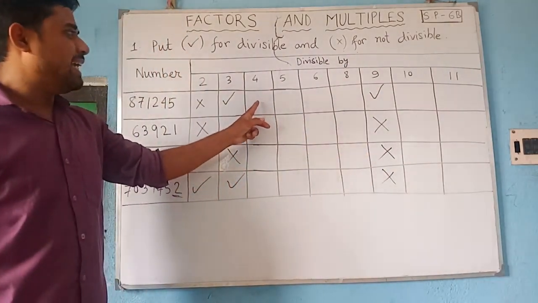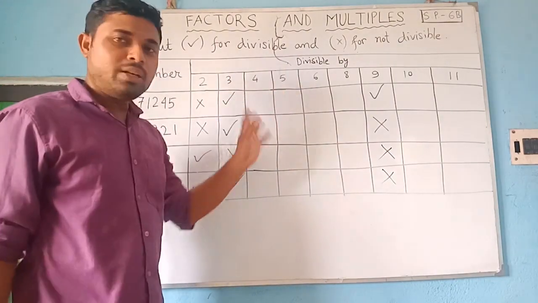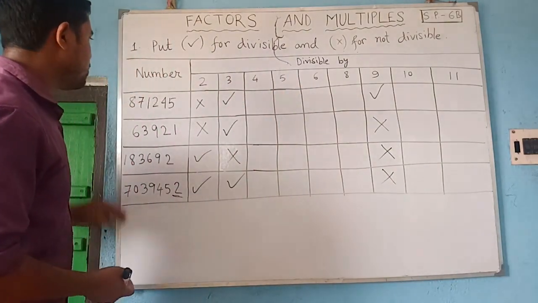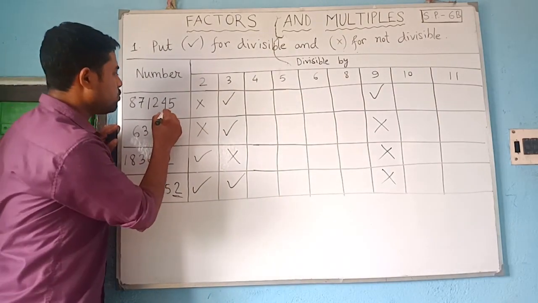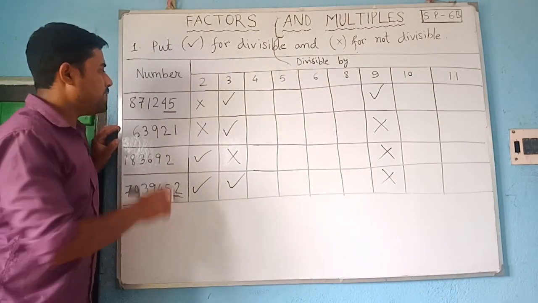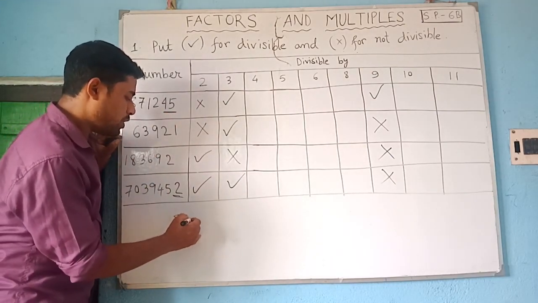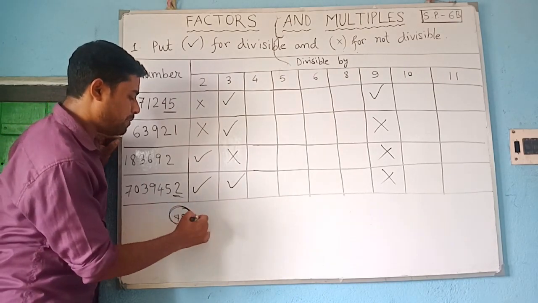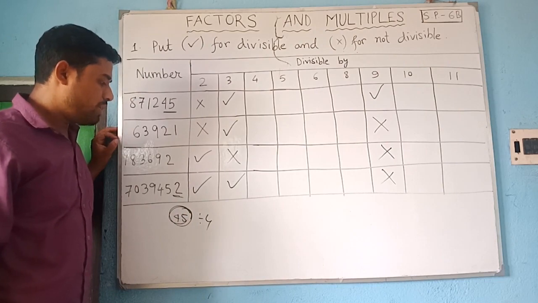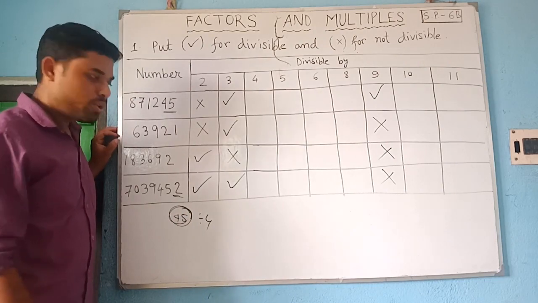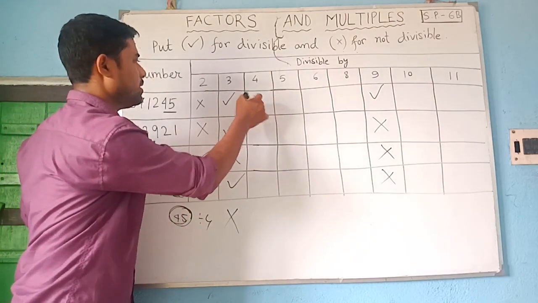Now we learn for 8. 8 and 4: first we learn for 4, then we learn for 8. The rule for 4 is just check the last 2 digits. What are the last 2 digits? The one's digit and ten's digit, 45. So the number is 45. Can you divide 45 by 4 so that there is no remainder? No. 11 4s are 44. So you cannot divide, so the number is not divisible.